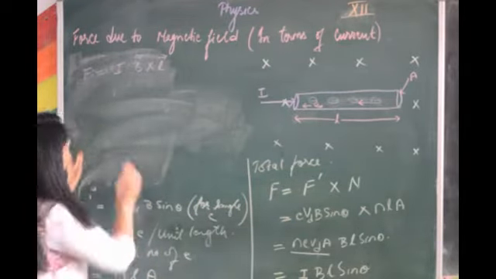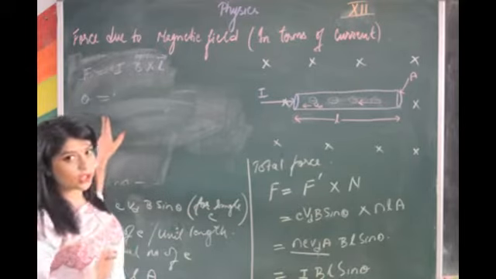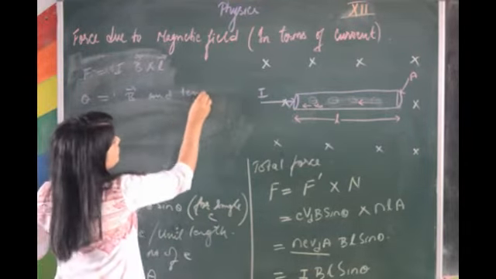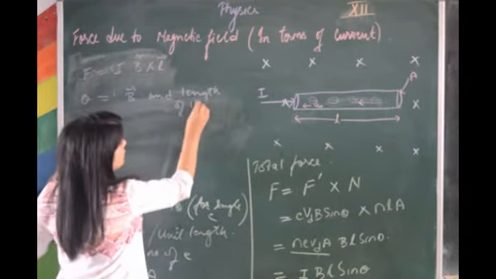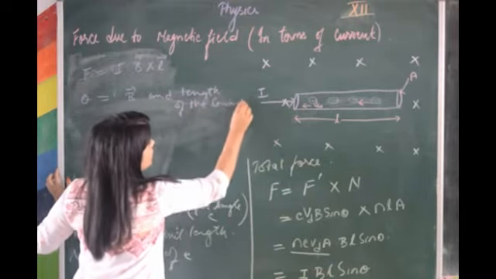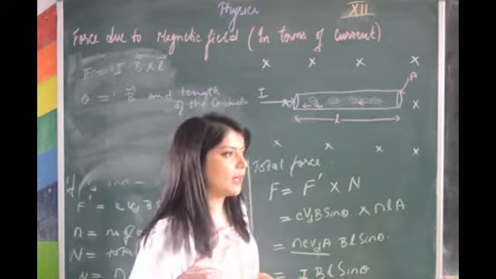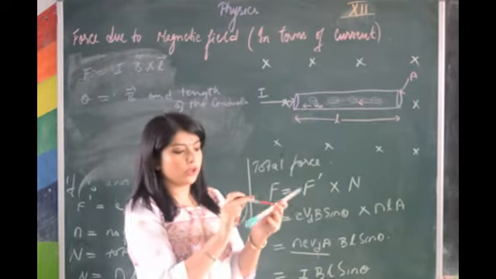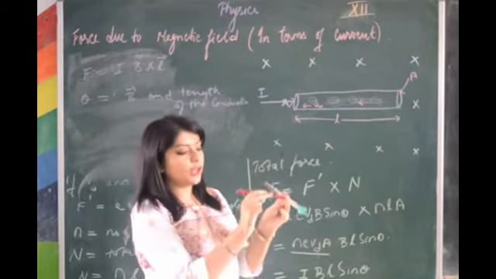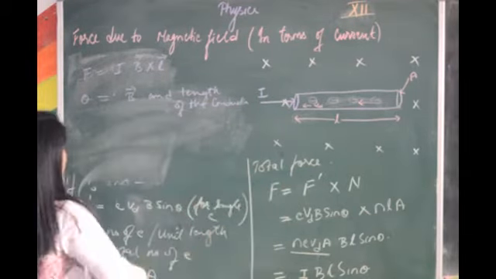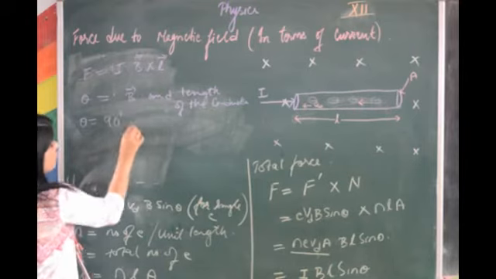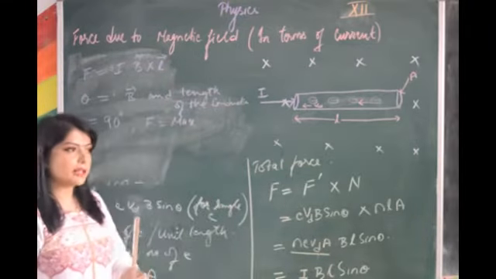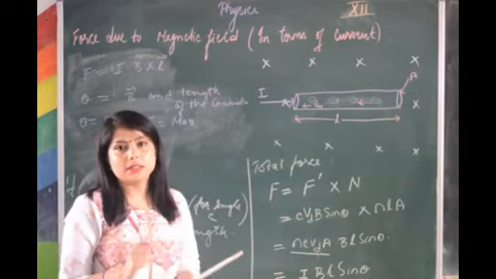Sine becomes maximum when theta is 90 degrees. Theta is the angle between the magnetic field B and the length of the conductor. Now suppose the magnetic field is in this direction, then the conductor has to be placed perpendicular to this magnetic field in order to get the maximum force. So when theta is 90 degrees, force will be maximum because sine 90 is 1, that is the maximum value of sine.